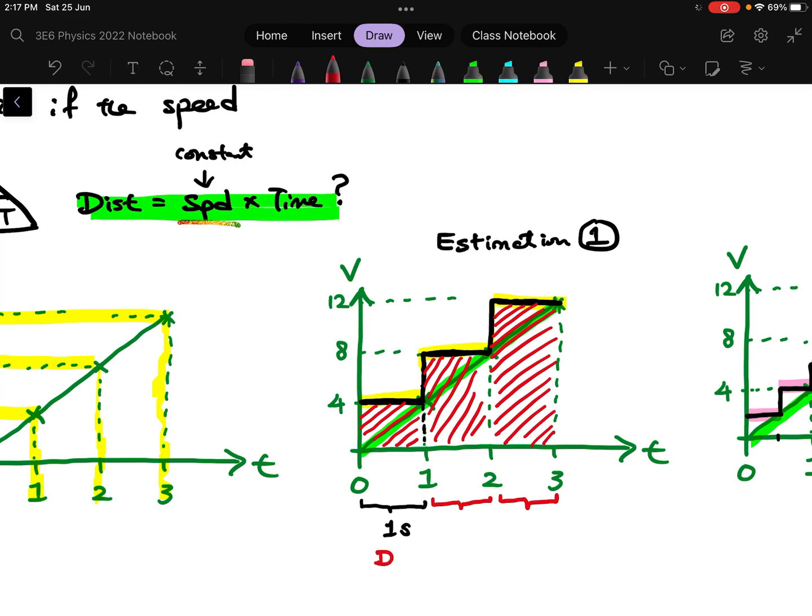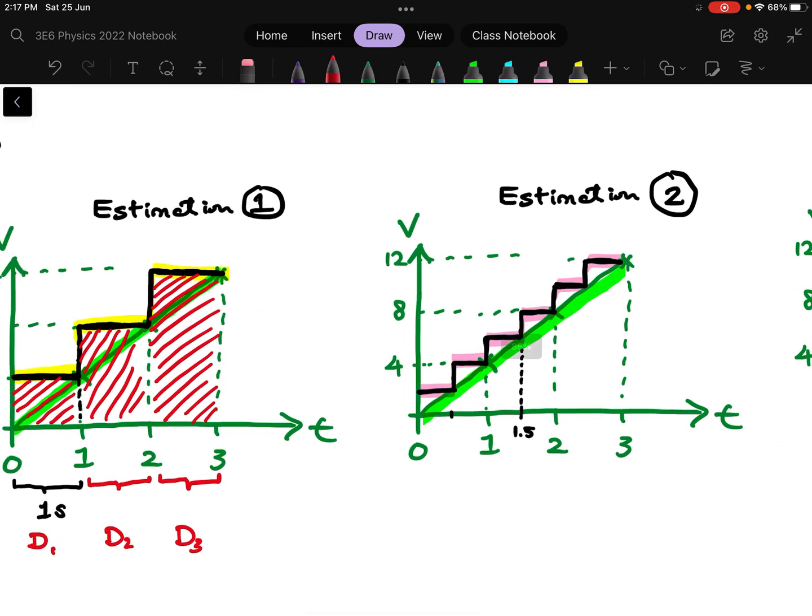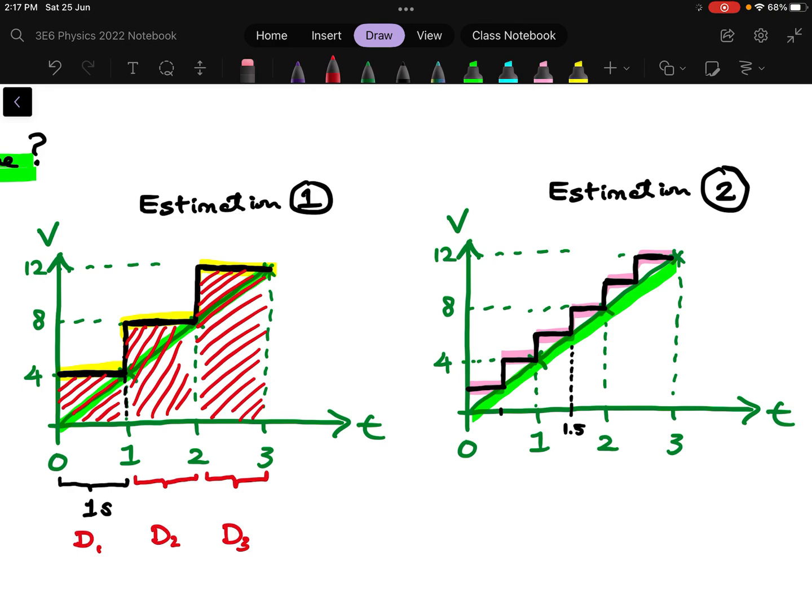The distance traveled here plus the distance traveled here plus the distance traveled here will give me an estimation, correct or not? Then how about if I do this? Well, if I do this, then my estimation will be more refined, because now I break my speed into 0.5 second steps, correct or not? But you can see that estimation 2 will be a more accurate estimation than estimation 1, right?